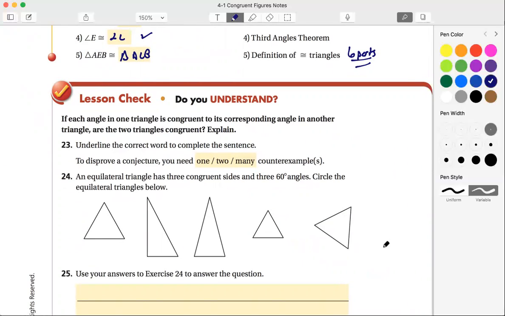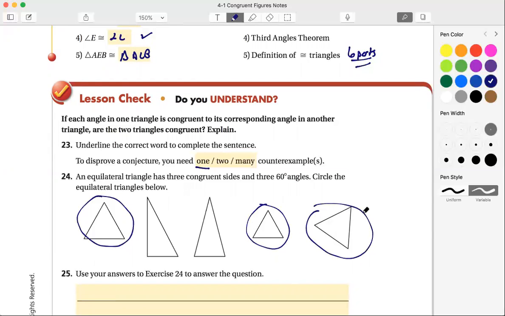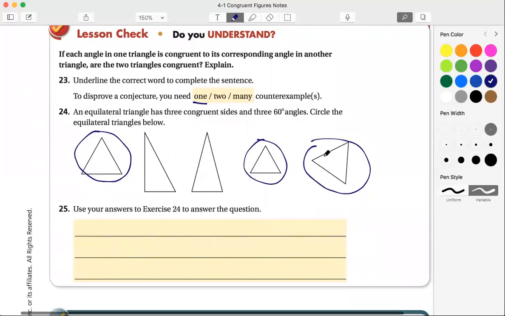If each angle in one triangle is congruent to its corresponding angle in another triangle, are the two triangles congruent? Underline the word to complete the sentence. To disprove a conjecture, we need one counterexample. So an equilateral triangle has 3 congruent sides and 3 60-degree angles. Circle equilateral triangles below. This is equilateral, this is equilateral, and this is equilateral. So are all 3 of these congruent triangles? No.